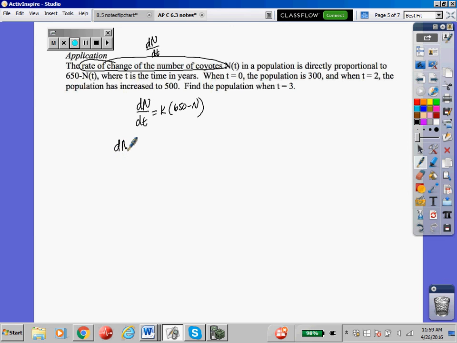So watch what I'm going to do. This is a differential equation. So I need to separate and integrate. Okay, separate and integrate. I like to skip a step here and just integrate. The problem on the left side is I'm going to need a u substitution.